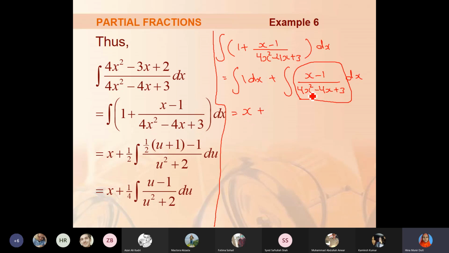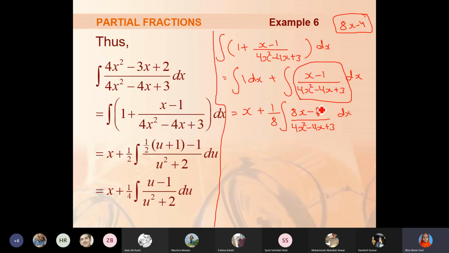Now I have a quadratic polynomial in the denominator and a linear polynomial in the numerator. So I can make its derivative in the numerator. Its derivative is 8x minus 4. I need 8x. I have x over here. So first I have to multiply 8 and divide it with 8. That is 8x minus 8 over 4x square minus 4x plus 3. So the derivative of 4x square minus 4x plus 3 is 8x minus 4. I have 8x but minus 8 with it.